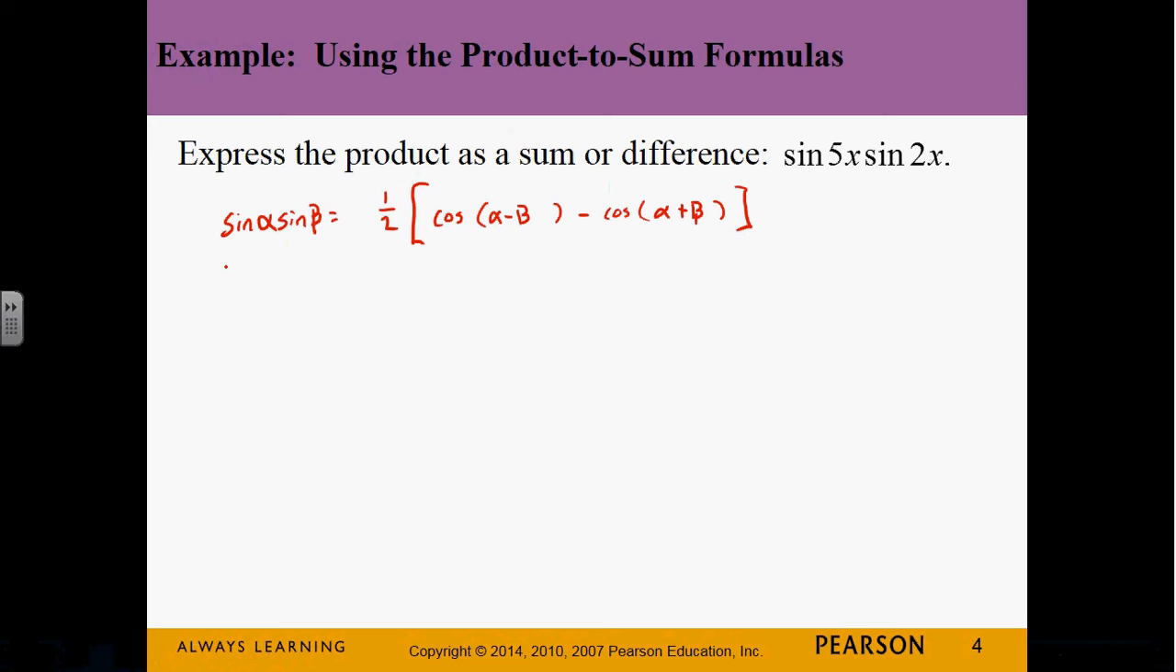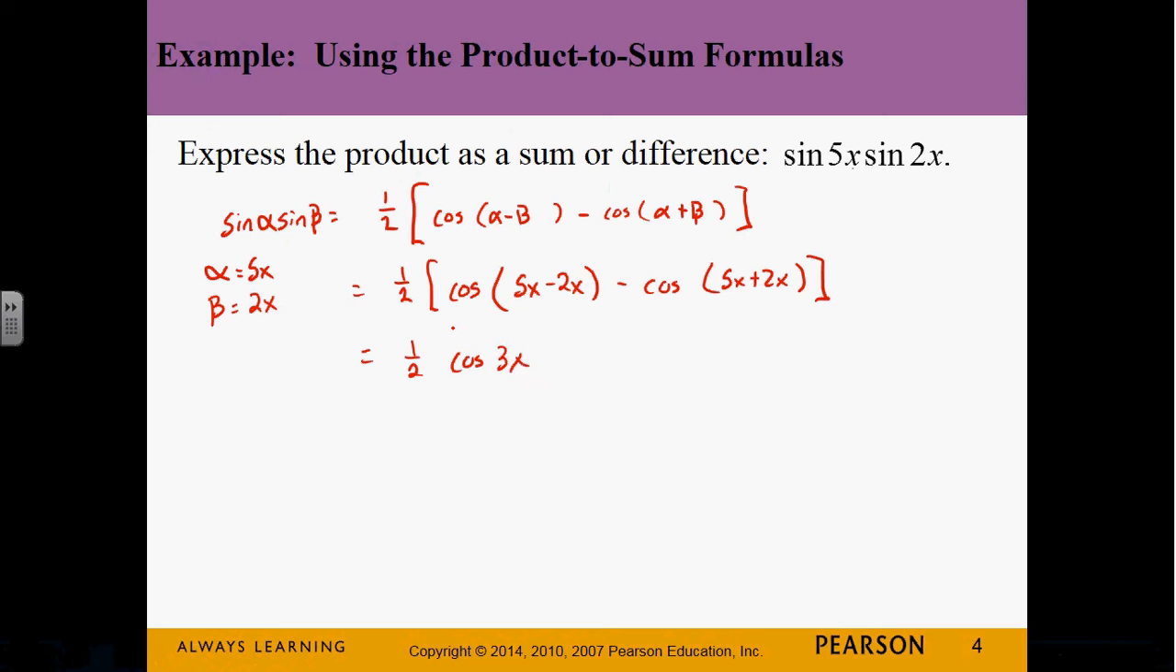So in this example, sine alpha is sine 5x, so alpha is equal to 5x. Beta is equal to 2x. So I'm just going to go through and replace my alpha and my beta. So this is cosine of 5x minus 2x minus cosine of 5x plus 2x. So that's 1/2 cosine 3x minus cosine 7x. That's it.